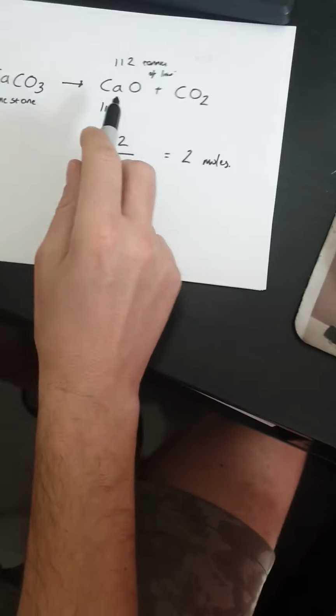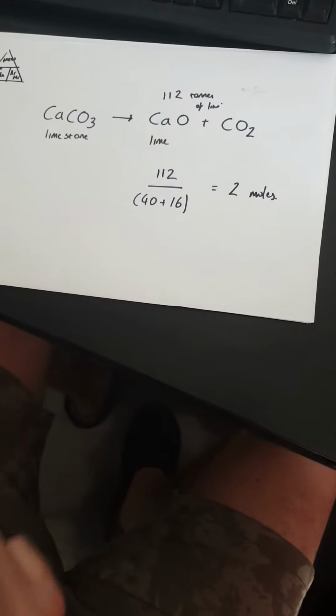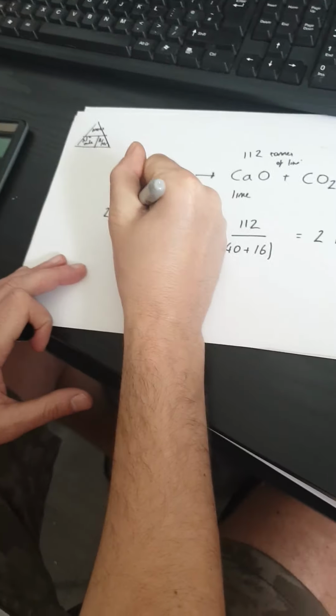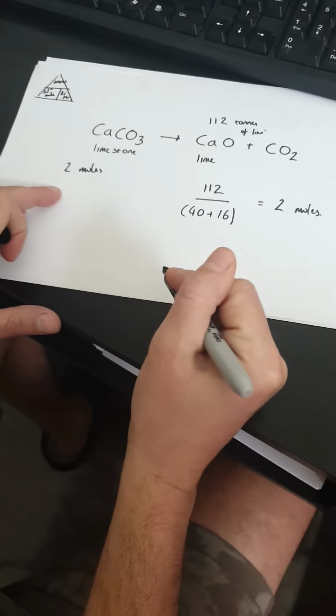Now, if I've got 2 moles of calcium oxide, how many moles of calcium carbonate have I got? Anyone? No! If I've got 2 moles of calcium oxide, how many moles of calcium carbonate? 2. Correct. Okay. Yay! Ding, ding, year 10! So there we go. We therefore have 2 moles of calcium carbonate.